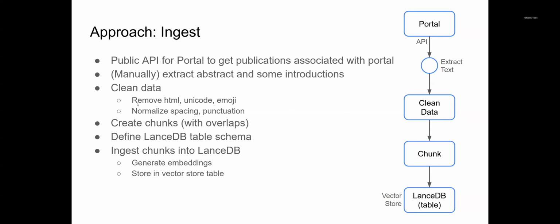As far as cleaning data goes, I did what we typically did in class, so that was removing HTML, Unicode, emojis, normalizing space and punctuation. I also was able to find a nice way of creating chunks of 1,000 characters with 100 character overlaps. That worked quite well. And I programmatically defined the LanceDB table schema that's in the notebook that's included for this project. And with that I was able to ingest the chunks into the LanceDB, which automatically generated embeddings using the embedding model for me.